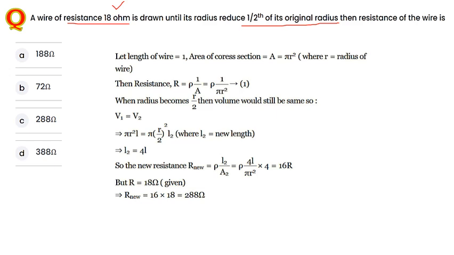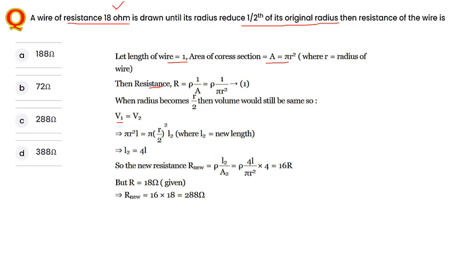See, the length of the wire is L, and area of cross section here is A. A is nothing but pi r square, and this is a cylindrical wire, so the area of cross section here is pi r square. Now this is the formula for the resistance, R equal to rho L by A, rho L divided by A, here pi r square. Next one, once the radius becomes half of its original value, I just mention here R by 2.